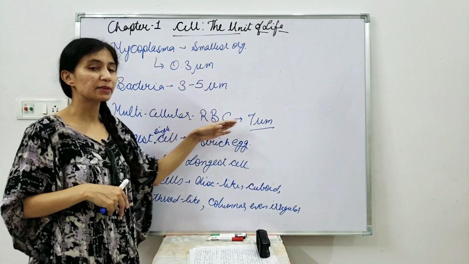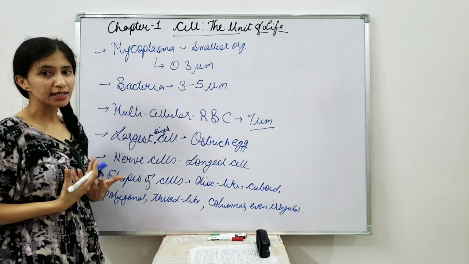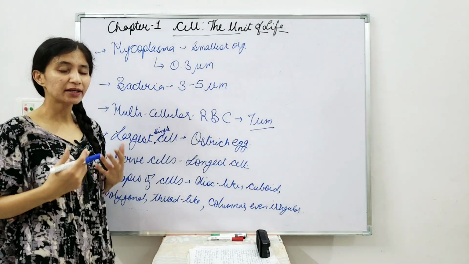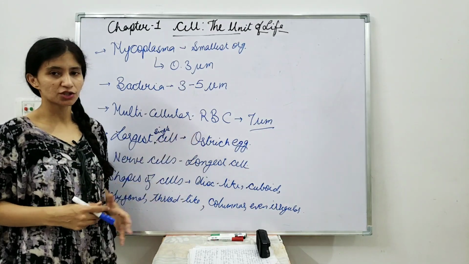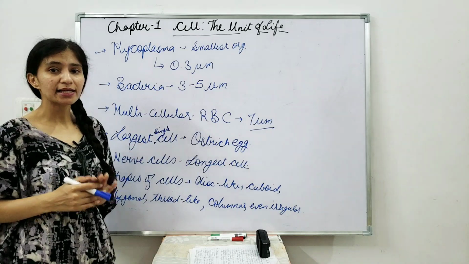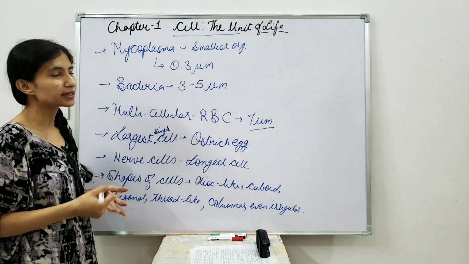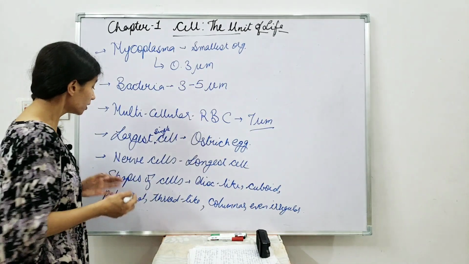The size of the RBC is 7 micrometer. The largest single cell that exists in the environment that you can see with your naked eye is the ostrich egg. The ostrich egg is a single cell. The longest cell that exists is the nerve cell, around 90 centimeters in size.